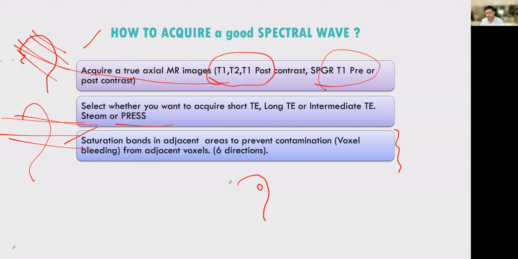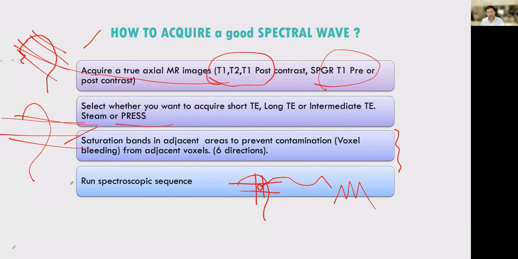Now, what you should keep in mind is that you should not allow the signal from this area, this area, this area, this area to contaminate your voxels. So make sure that all the voxels are properly shimmed, or that you are suppressing the signal from that area, and you get the multivoxel or single voxel data only from this area. This is very, very important.